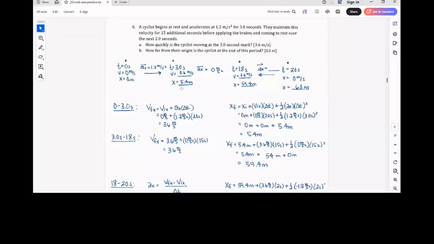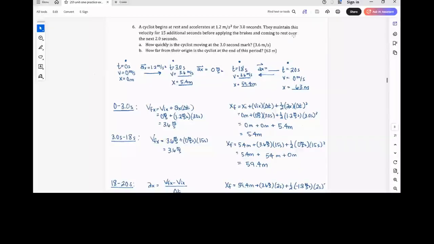But one of the things that I need to determine is where the cyclist is relative to their original position. So I'm going to figure out where they are at t is equal to 3 seconds by using the kinematic equation for position. I know x initial is 0. I know v initial x is also 0. But knowing that the acceleration is positive means that the final position of the cyclist is going to be 5.4 meters ahead of where they were at t is equal to 0 seconds. So I can fill that 5.4 in here, and I essentially know everything I need to know about the first 3 seconds.